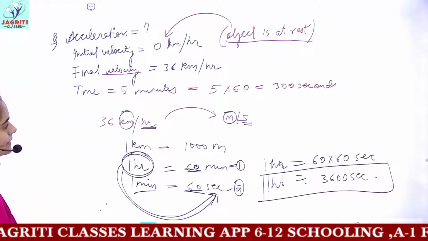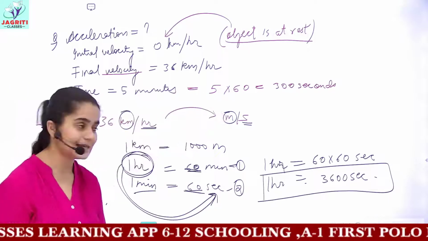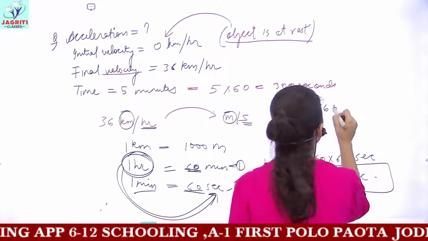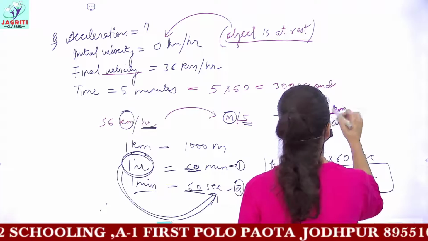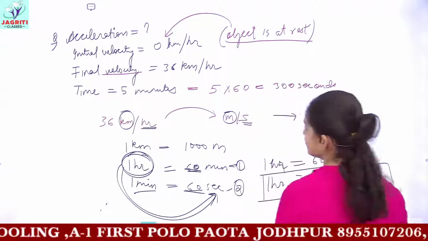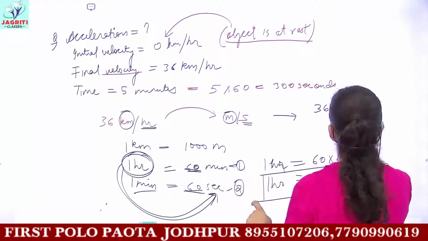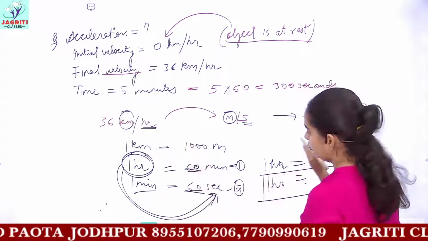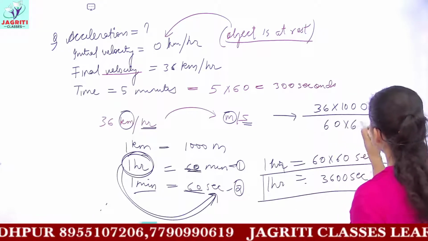Now what's next is, how will you convert kilometer per hour into meter per second? So the conversion would be 36 kilometer per hour. This kilometer would be required to be multiplied by 1000, and because we have 1 hour, so 1 would be required to be multiplied by 60 into 60.